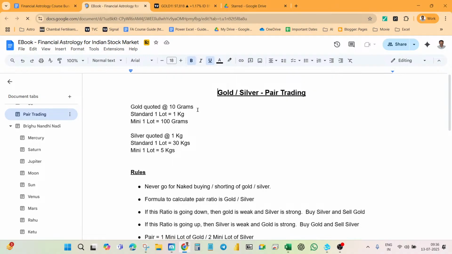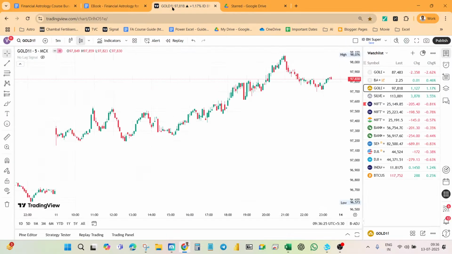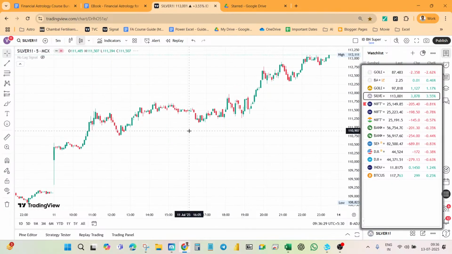Gold is quoted for the rates for 10 grams, and then standard lot size is 1 kg, and mini lot is 100 grams. In case of silver, the rate is quoted for 1 kg, and standard lot size is 30 kgs, and mini lot is 5 kgs. So this is how the rate you can see. This is gold futures and then silver futures, both are coming here.